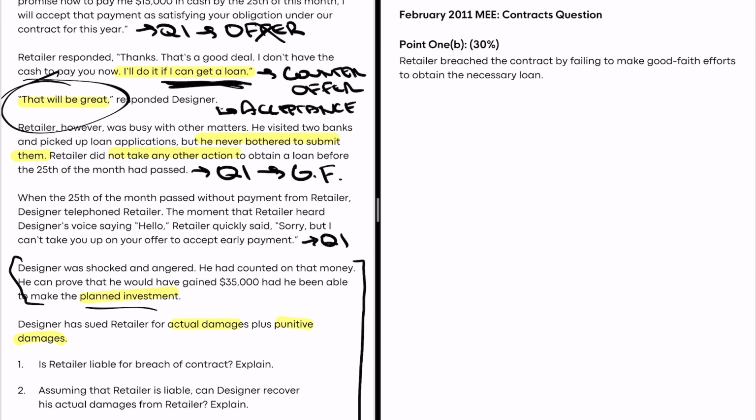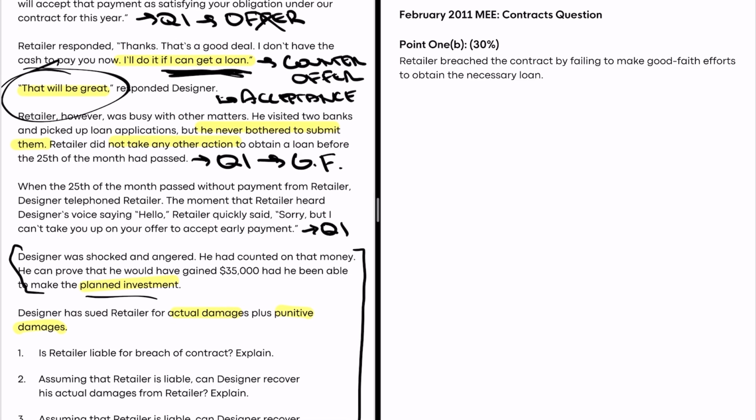He's going to pay the $15,000 early if he can get a loan, right? These are the new controlling terms of the contract. So when he says, "I'll do it if I can get a loan," he has to take reasonable, good faith steps to actually obtain the loan. Here, retailer does not take those reasonable steps.